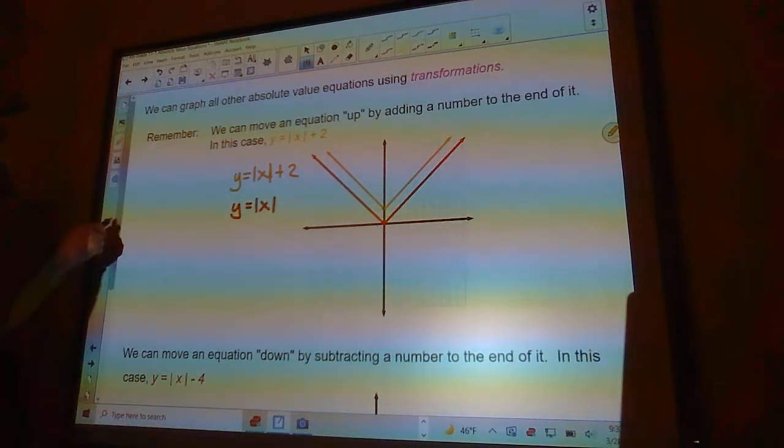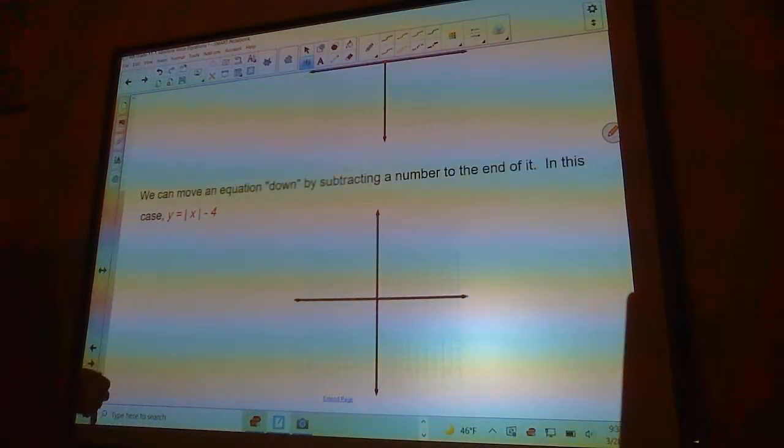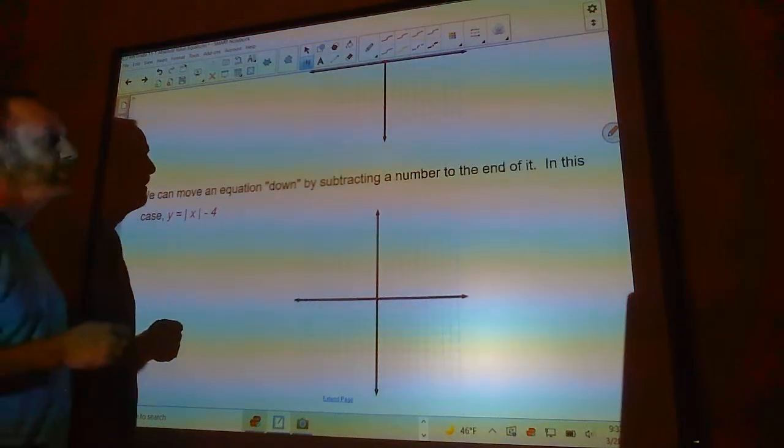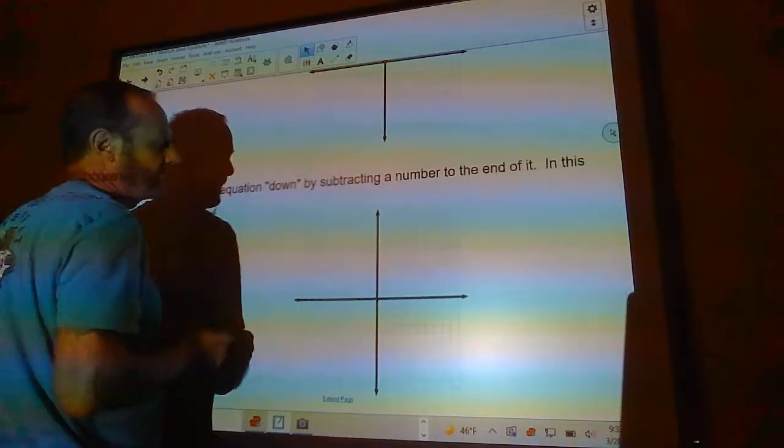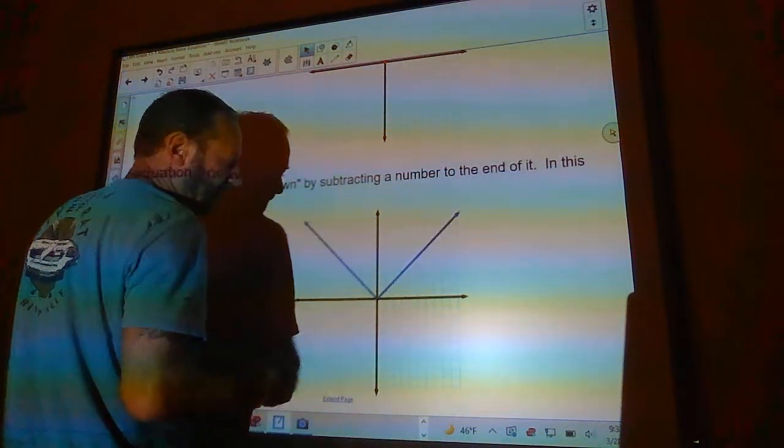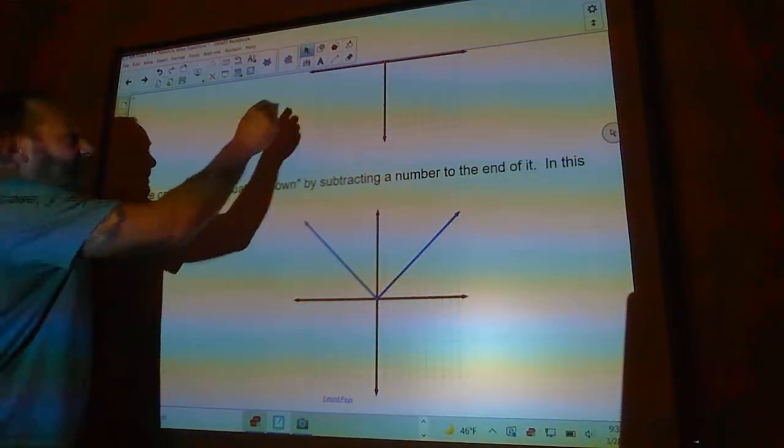I can move an absolute value equation down by subtracting a number from the end of it. So if I have my absolute value of x here.